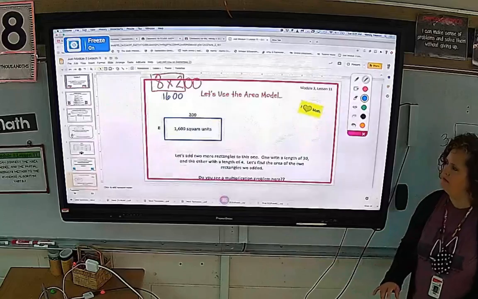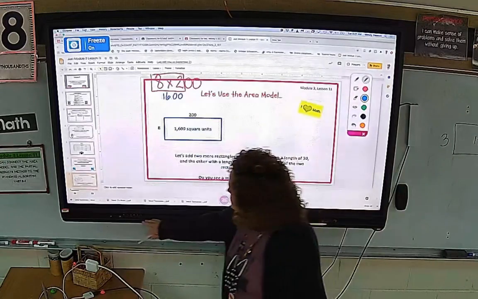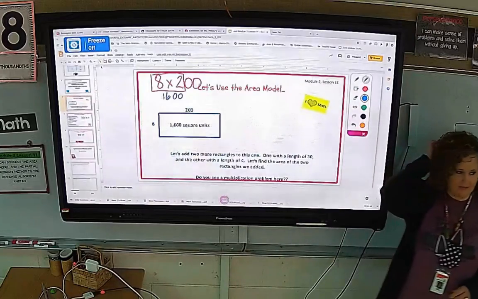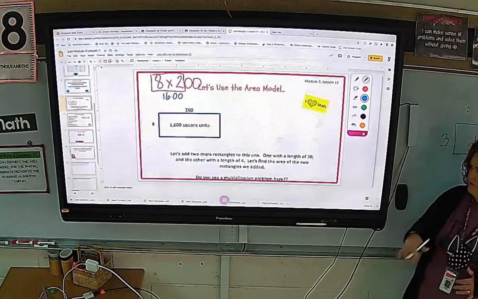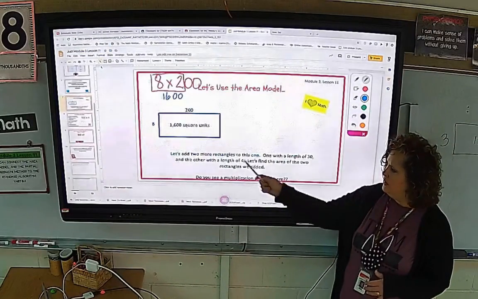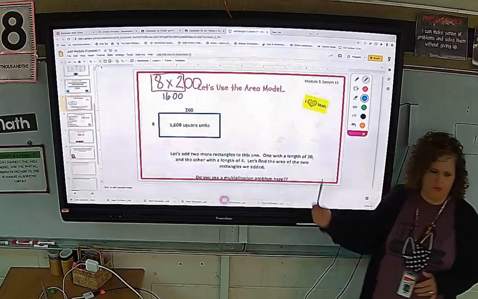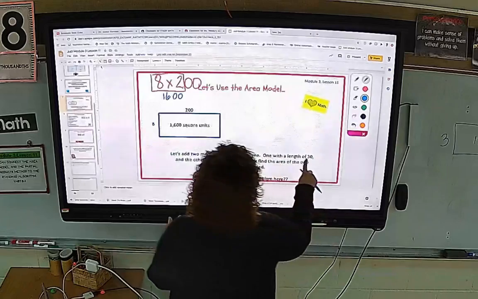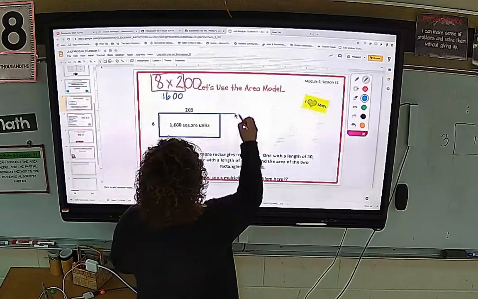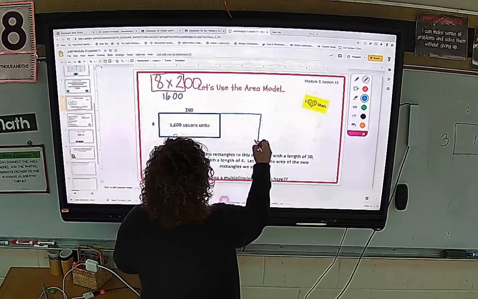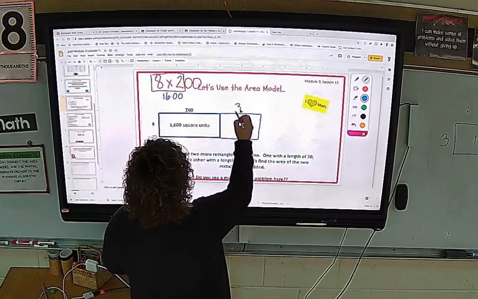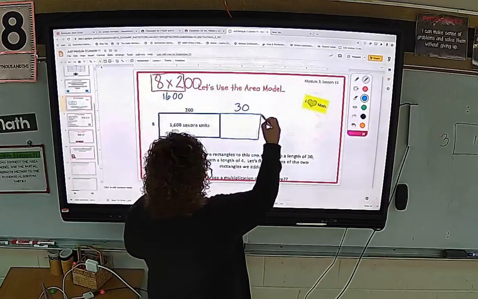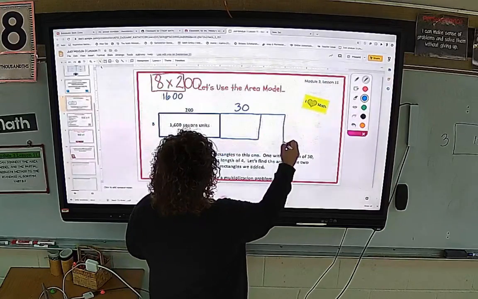Okay, so we see the area of this rectangle. Now it asks us to add on to the rectangle. Let's add 2 more rectangles to this one. Now this is what they mean. Let me show you what they mean. One with a length of 30. So let's add on this one and we'll make its length 30. And the other with a length of 4. So we'll make that even just a little bit smaller.